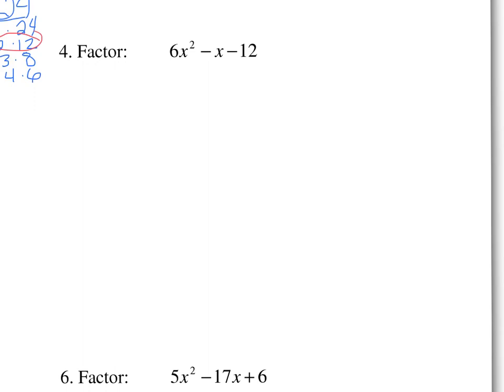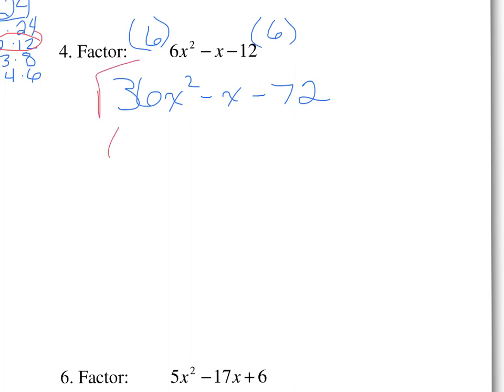Number 4, 6x squared minus x minus 12. Is the 6 a GCF? No. So we're going to have to deal with it using a different method. We're using the square root method, or in some places this is called the Colombian method. This becomes 36x squared minus x minus 72. 6 times 12 is 72.